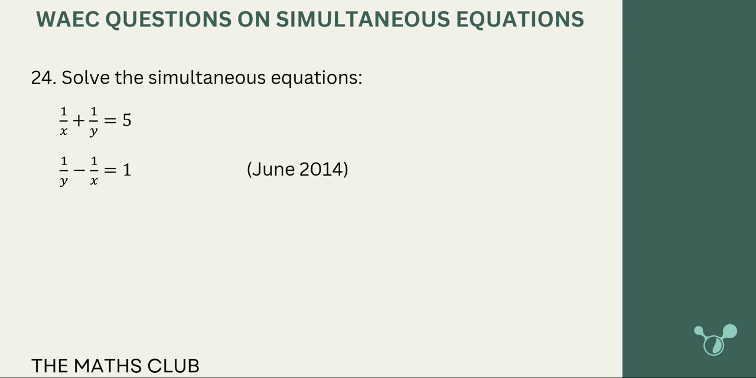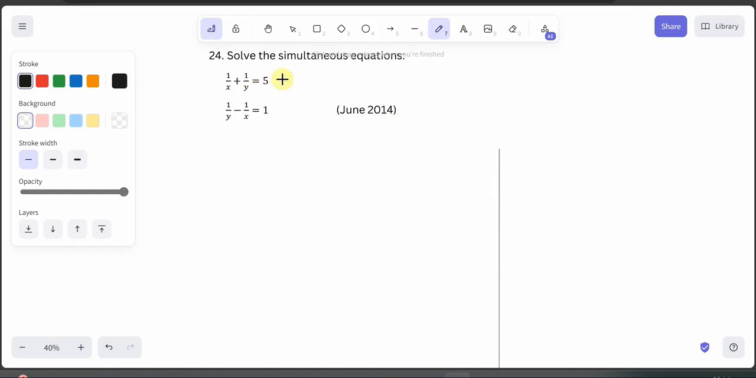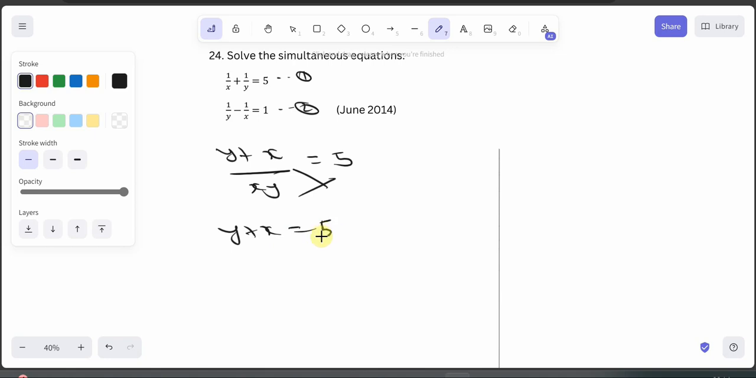Welcome back. Let's solve it together. So for the first equation, this is my equation 1 and this is my equation 2. From equation 1, I'll multiply by xy. This will give me y plus x equal to 5xy. So let's say this is my equation 3. And then for this one, I could multiply by xy. This will give me x minus y is equal to 1, right? And that will be like saying x minus y is equal to xy.